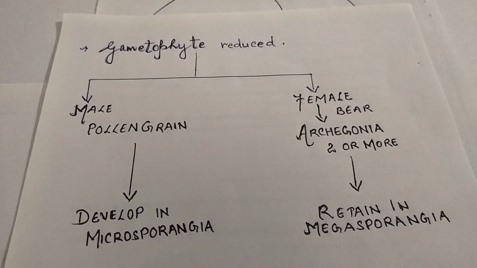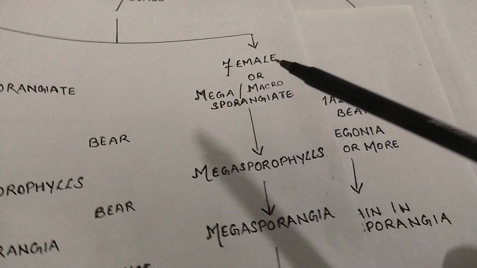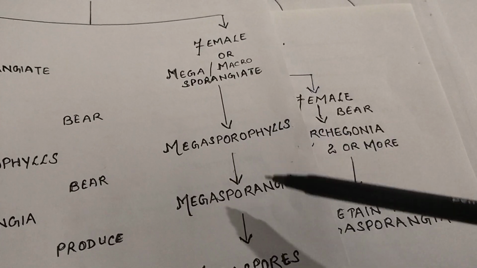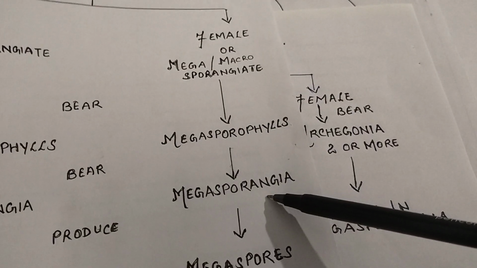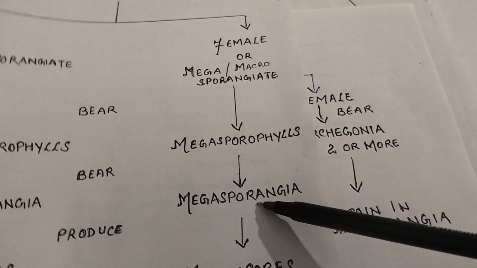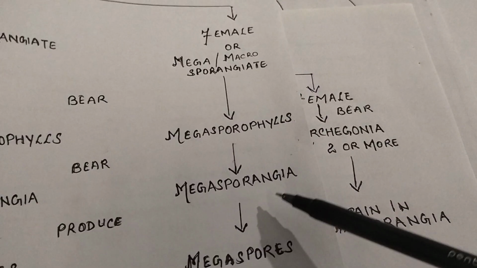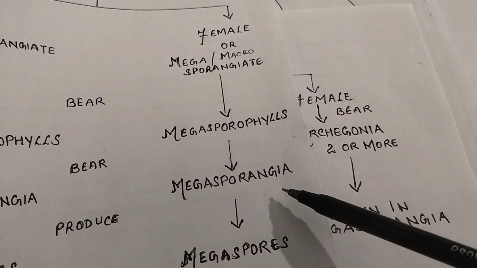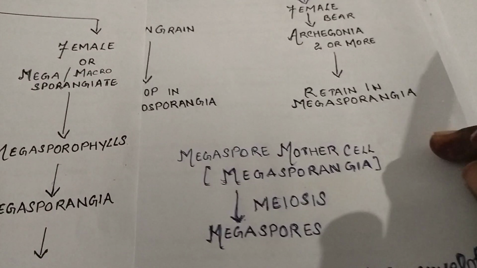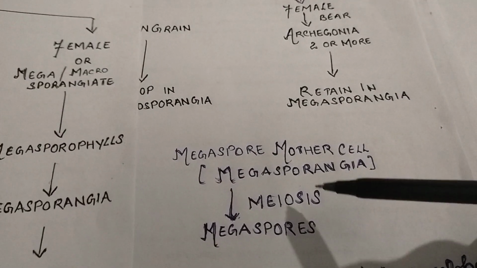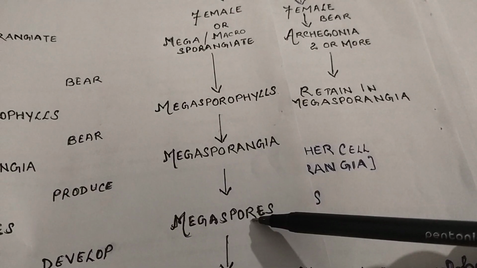Remember, just now we studied the female cone will bear megasporophylls. It will bear megasporangia. See, everything is taking place inside this. Inside the megasporangia, there is a structure, the nucellus. One of the cells from the nucellus will differentiate into the megaspore mother cell. This megaspore mother cell will undergo meiosis, reduction division, and form four megaspores.